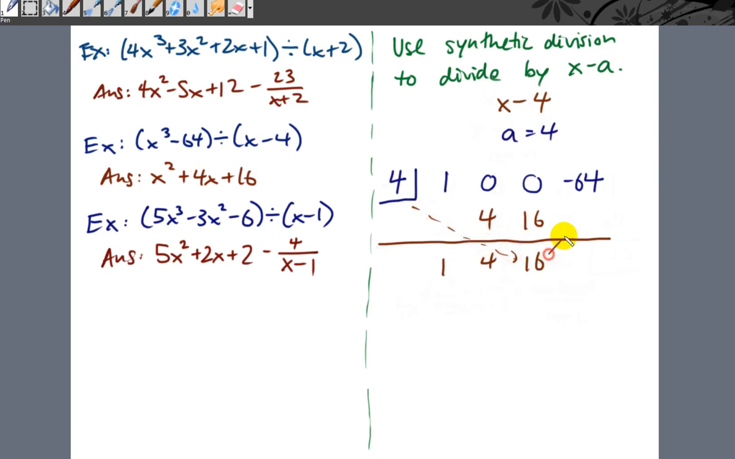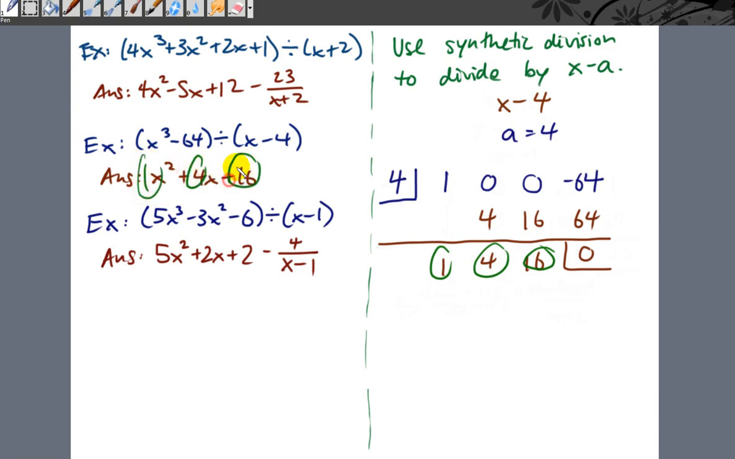And we need to multiply this here. So we get 4 times 16, and it's going to be positive 64. Negative 64 plus 64 is going to be 0. And would you look at that? Isn't that so cool?